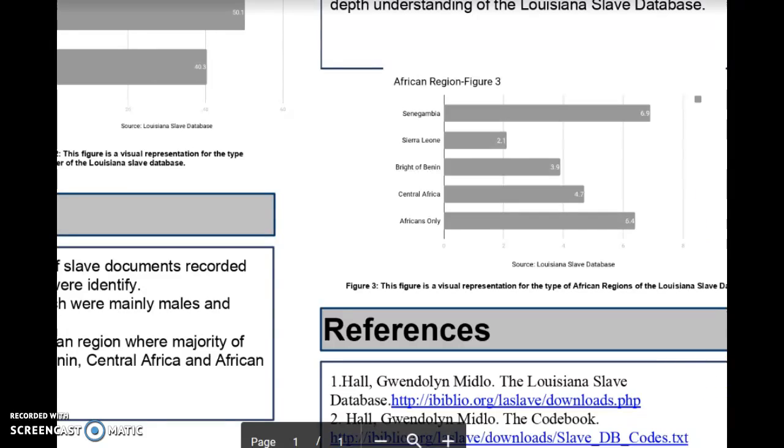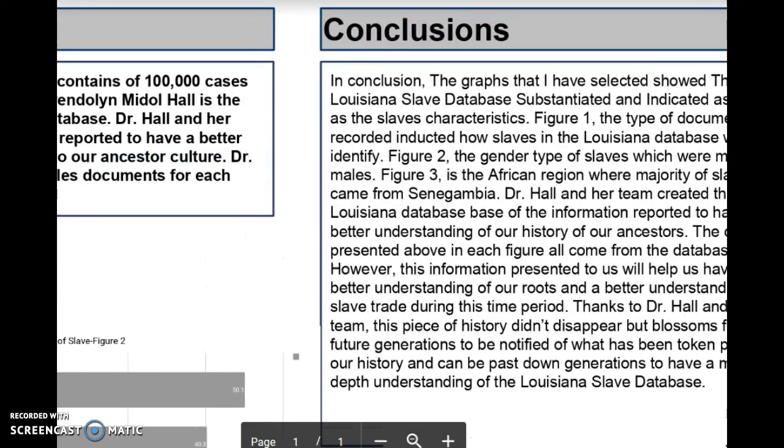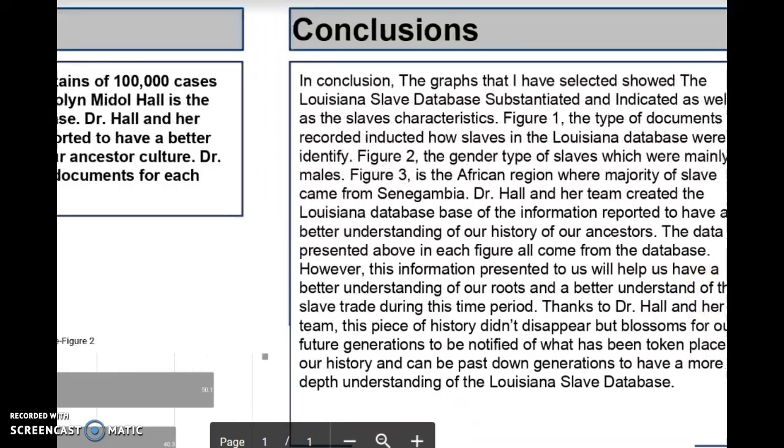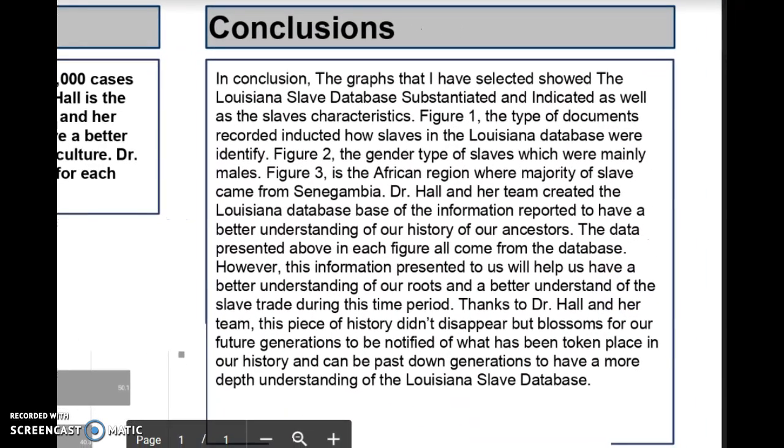Okay, so now we will be talking about our graphs and our conclusion, and it states as follows. In conclusion, the graphs that I have selected show the Louisiana slave database substitution and identification as well as the slaves' characteristics. Figure 1, the type of documents recorded, indicates how slaves in the Louisiana database were identified. Figure 2, the gender of slaves, were mainly males. Figure 3 is the African regions where the majority of slaves came from.